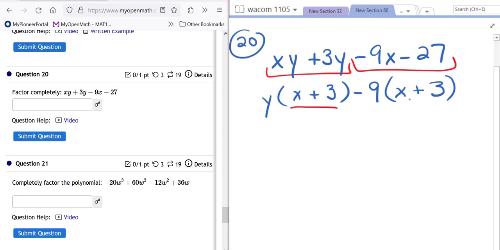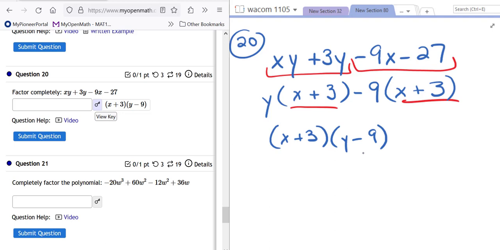Now we make sure we have a common binomial. We do. x plus 3, and it picks up y minus 9. All right, and we'll look at that. Good.